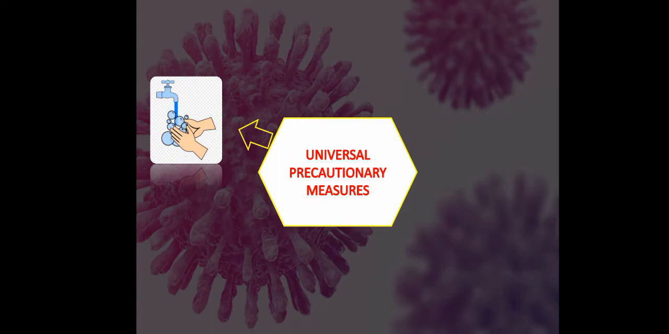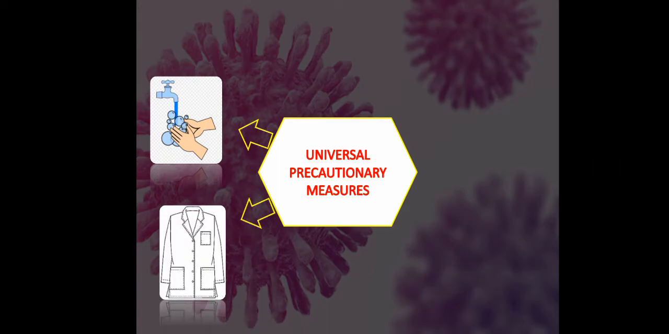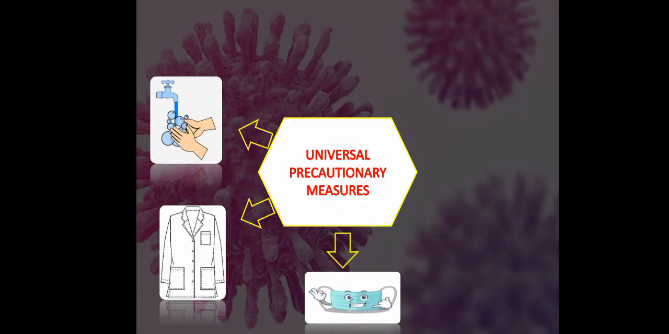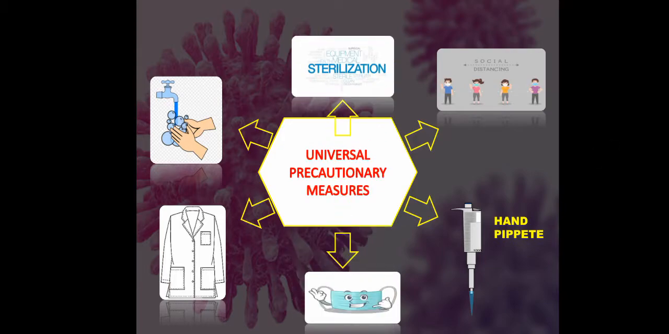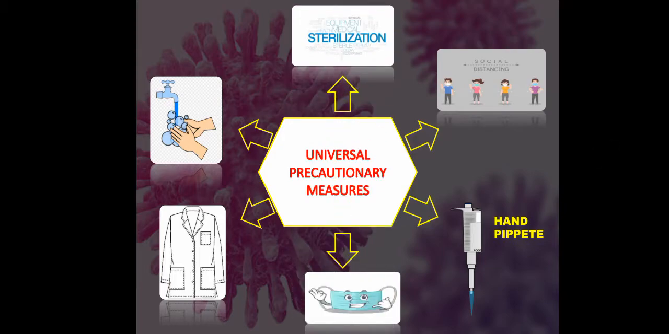There are also some universal precautionary measures. The first one is the hand wash principle. The second is wearing appropriate garments while entering the lab, like lab coats. The third is wearing the mask. The fourth is using hand pipetting instead of mouth pipetting, which may lead to blood contamination. The next one is social distancing, and the last one is sterilization and disinfection of the laboratory and the things we use regularly. So these are the five general precautionary universal measures.